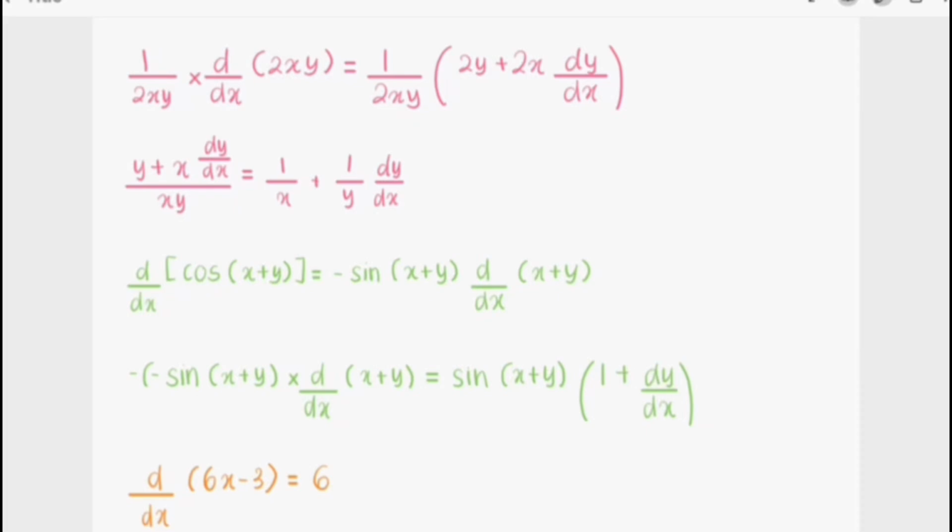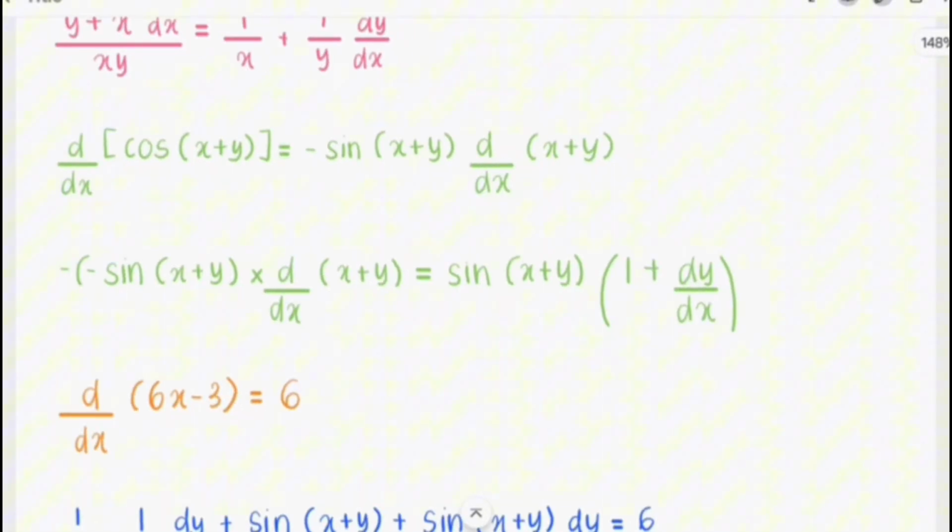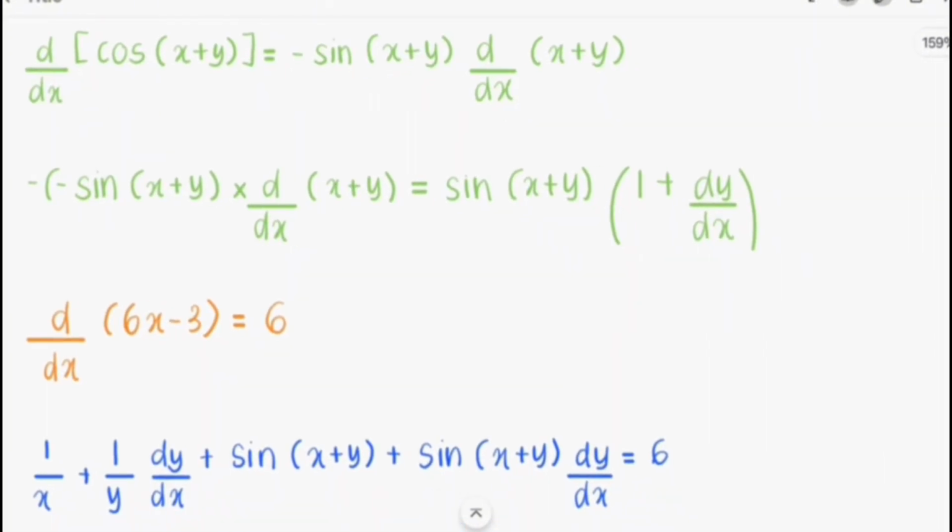The two negative signs cancel, giving sin(x plus y) times (1 plus dy/dx). After we expand, we get sin(x plus y) plus sin(x plus y) dy/dx. Differentiate the right side. The derivative of 6x is 6. The derivative of a constant is 0.